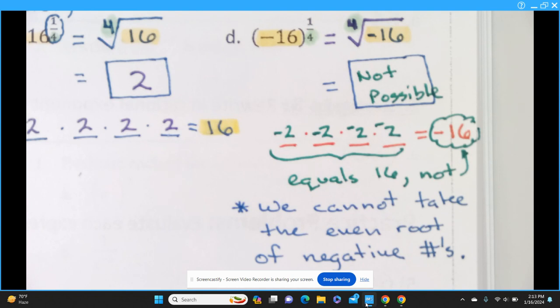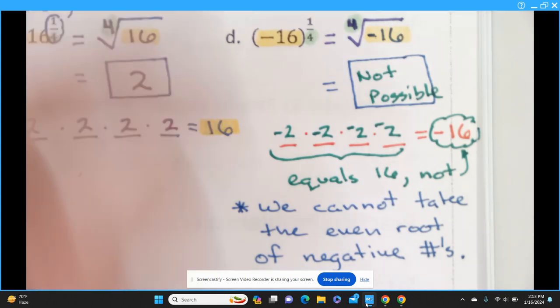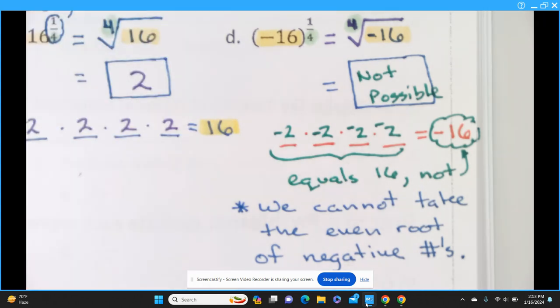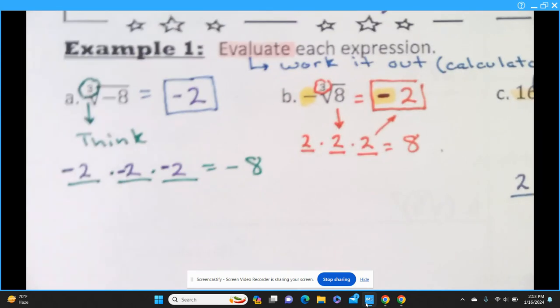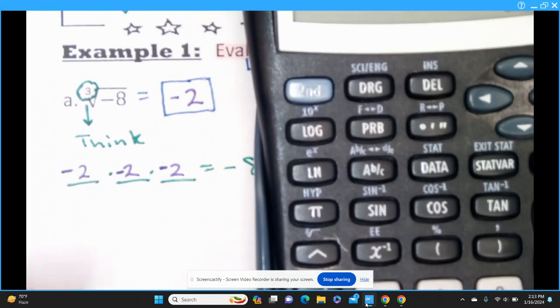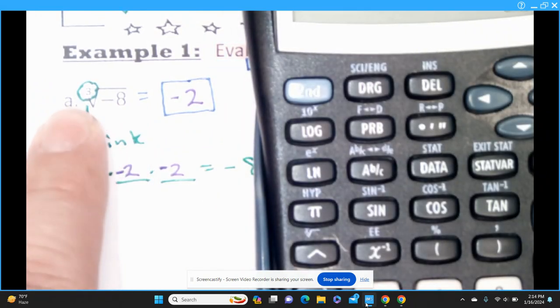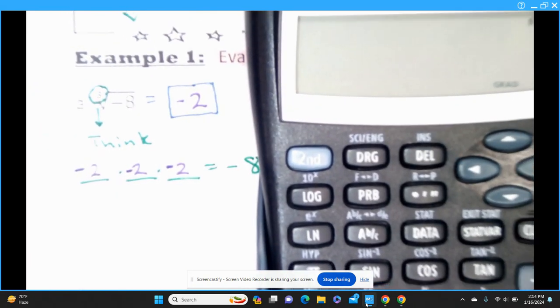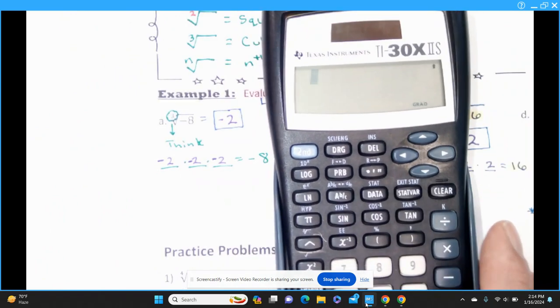Now I need you to have your calculator in hand. I want to show you how we can actually do every single problem that we just did up there, and a calculator can do it for you instantly. All right, here we go. So, eyes up, calculator in hand, everybody. This said the cube root of negative 8. All right, so I want to type it into my calculator.